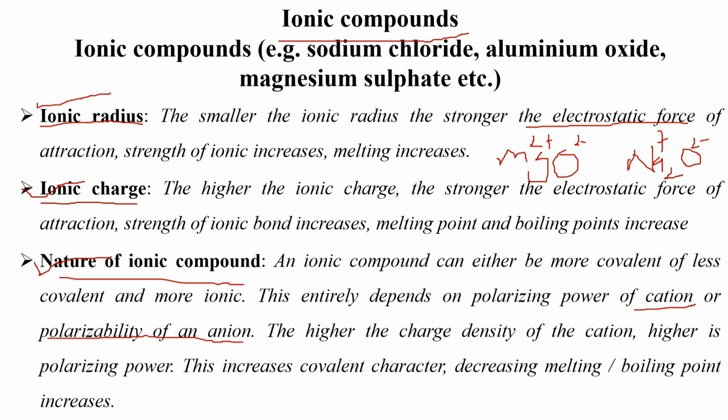So the compound formed, for example, if you are comparing magnesium oxide and magnesium chloride, we realize that chloride ions will be highly polarized, making magnesium chloride more covalent than magnesium oxide. So magnesium oxide would have a higher melting point because the oxide anion is not highly polarized.